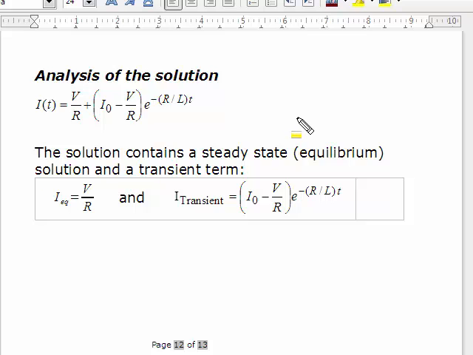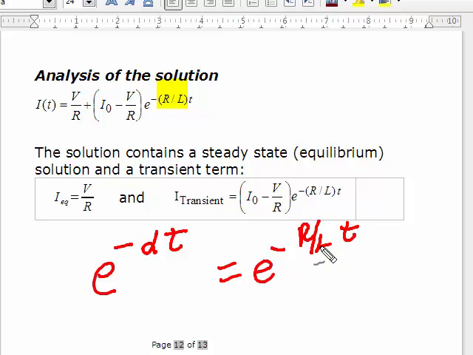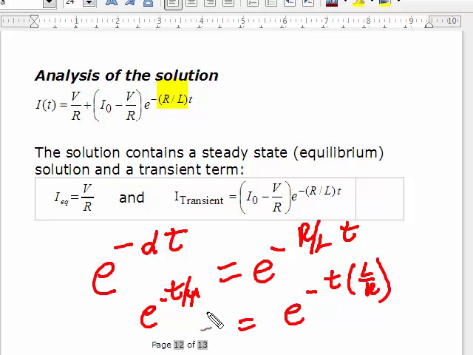Here we're looking again at the solution that we obtained for this circuit, and here is the attenuation, R over L. So it's minus alpha t, where alpha is attenuation, and that is e to the minus R over L times time. But if you want to write it as t over a time constant, then that would be e to the minus t over R over L, so that would be t times L over R. Okay, L over R is a time constant, tau.